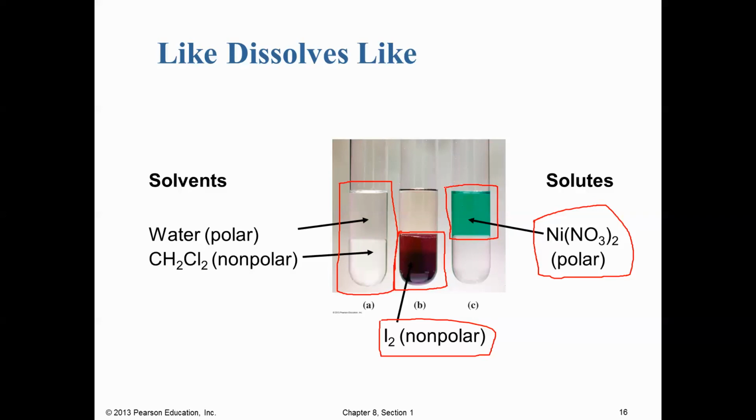So why should you care about this? Well, this is really important for biology because you might have heard of fat-soluble vitamins and water-soluble vitamins. The ones that are fat-soluble can collect in your fats. You can overdose on them, and they'd be similar to I2. They're nonpolar, and the fat in our body is nonpolar, so that's where they're going to dissolve. Our polar, water-soluble vitamins can dissolve in our blood, and therefore our kidneys can filter them out. So they're hard to overdose on.